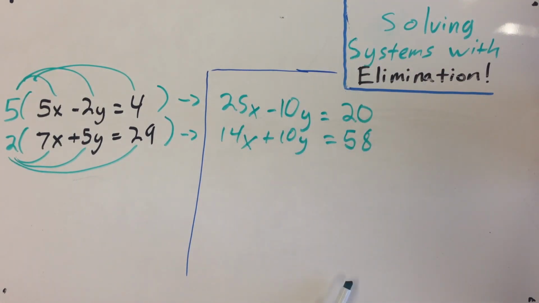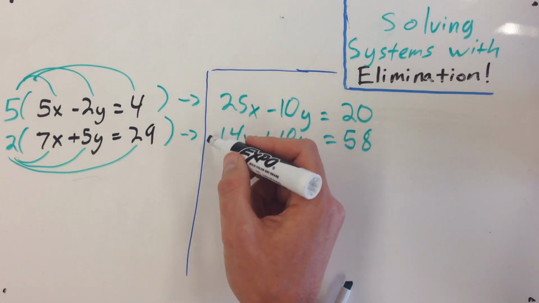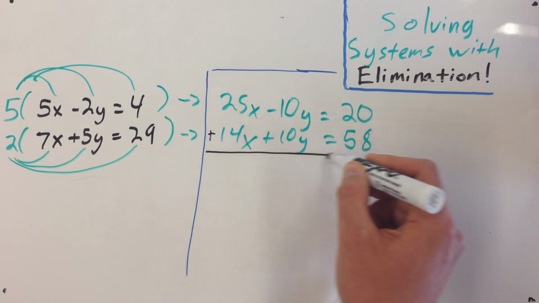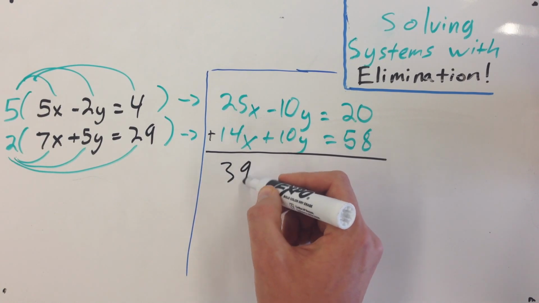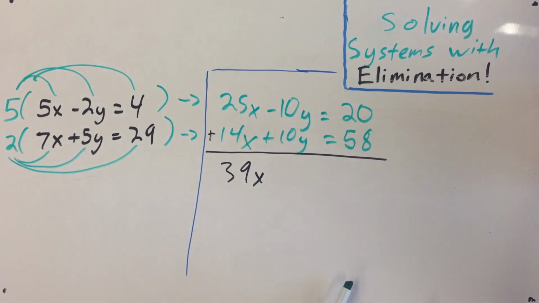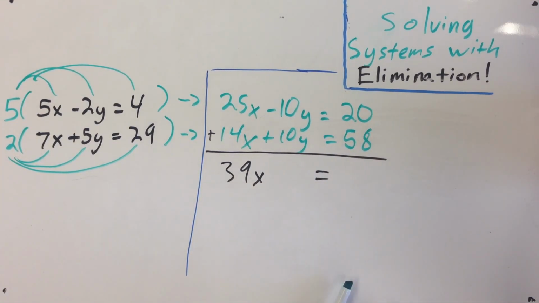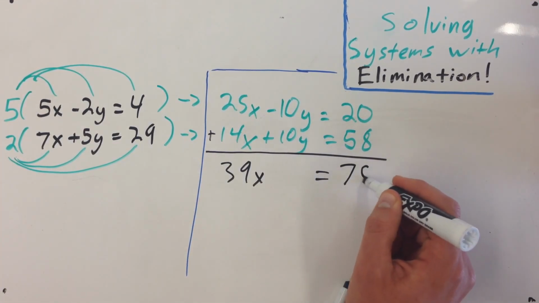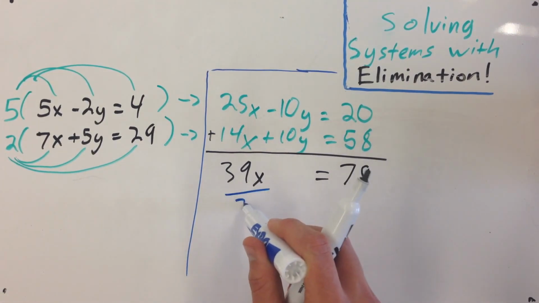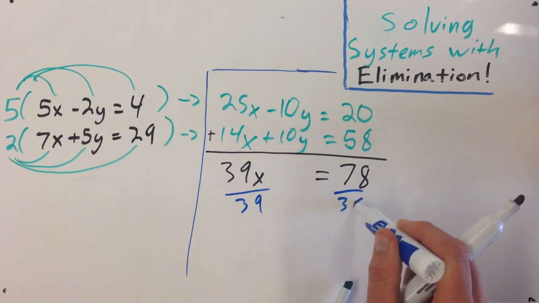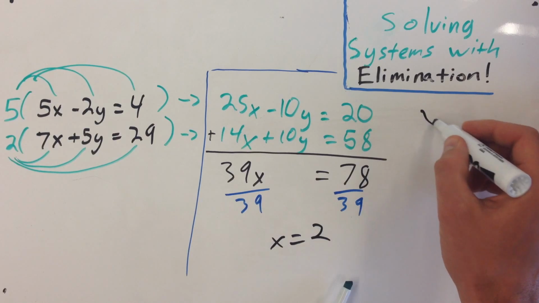And notice we set these y's up to be eliminated. That's why we call it elimination. We're not trying to fool you with the name. Right? So now I'm going to add these two equations together. And this will be 39x. Negative 10y plus 10y, guess what, that's gone, equals 78. If I want to solve this equation, I just have to divide both sides by 39, and I figure out that x equals 2. And that'll be my first solution.